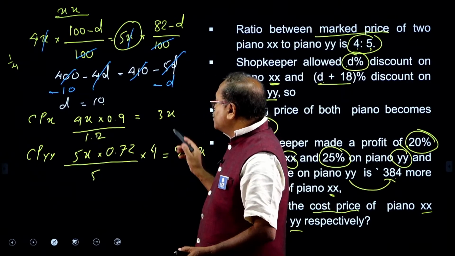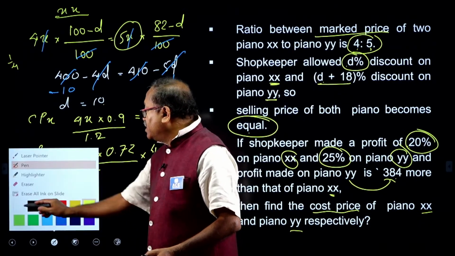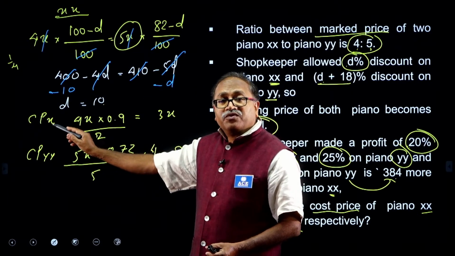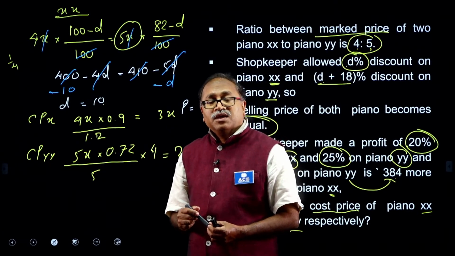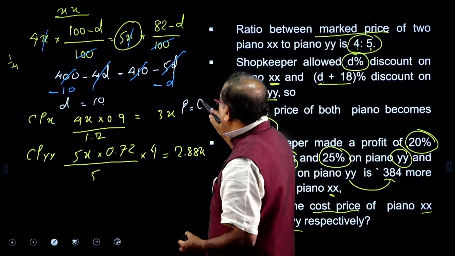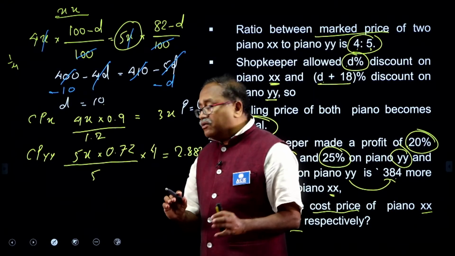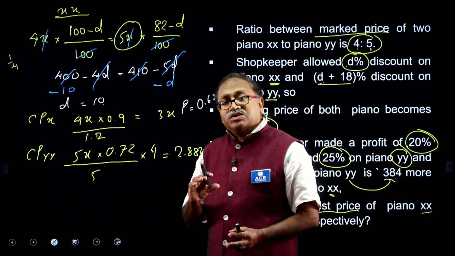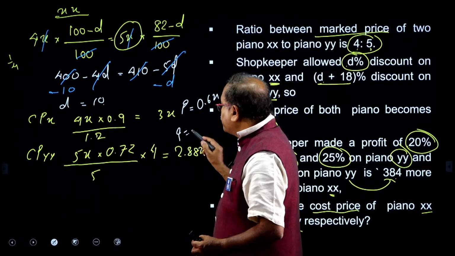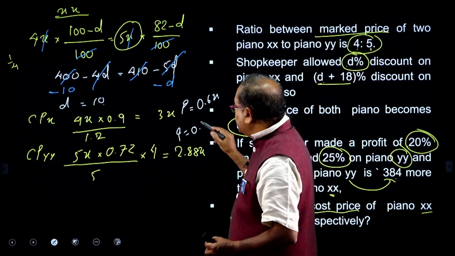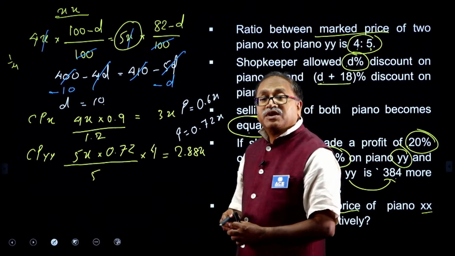Once you have the cost price, you can find the profit also. So what is the profit here? In the first case, there is 20% profit. What will be the 20% profit here? Take 20% of this, that is 0.6, so 0.6x is the profit. And what is the profit in the second case? That is 24% profit, 1/4 profit. So let us write down how much the profit is: 0.72x is the profit.